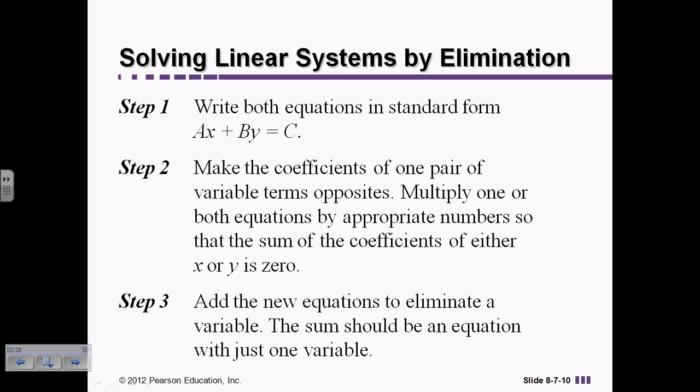So there are a couple rules. The equations have to start off in standard form, so ax plus by equals c. That's the first rule. You got to make sure they're both in standard form. And then what you're going to do is you're going to multiply one or both of the equations, it depends, by some number so that either the x or the y is 0. And then you're going to add the equations together so that that variable is eliminated.